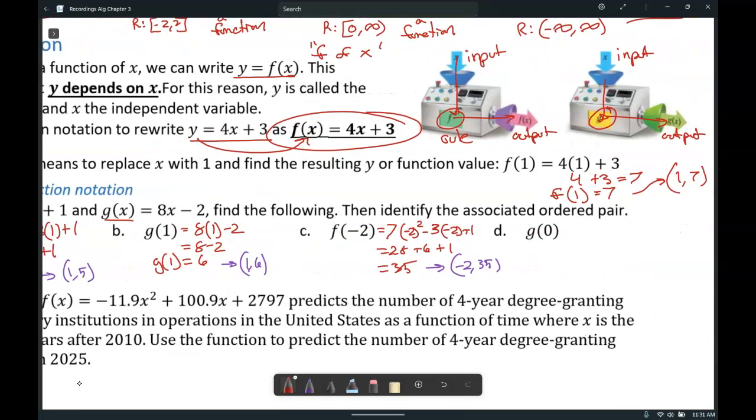And then we can look at g of 0, where we replace x with 0. So 0 minus 2, g of 0 equals negative 2, giving us the ordered pair (0, -2).